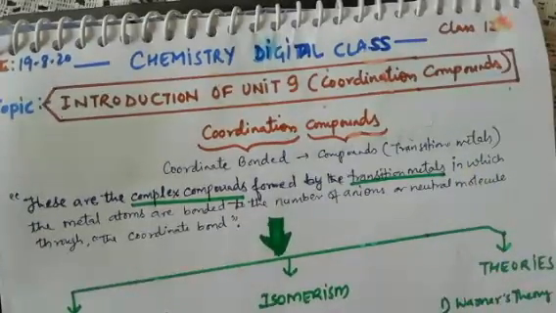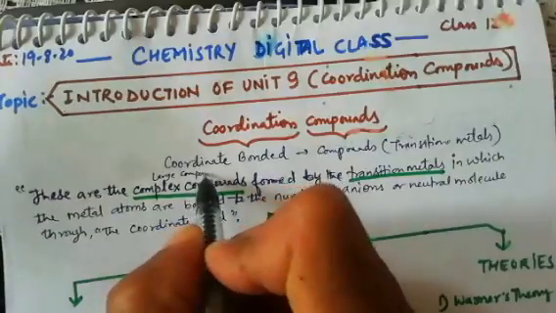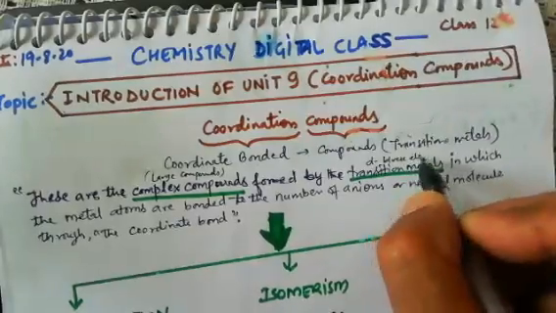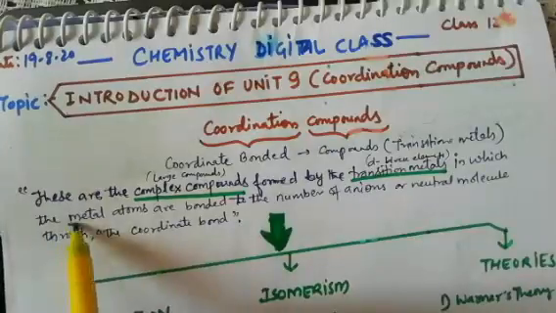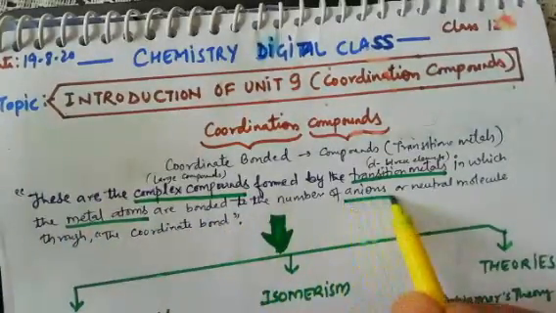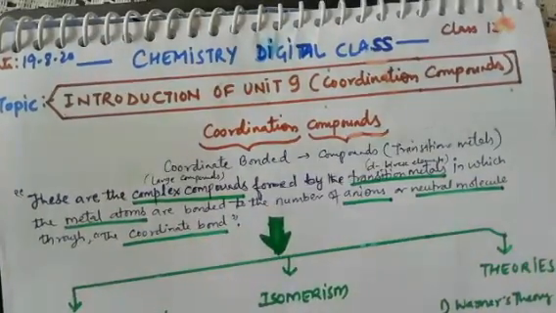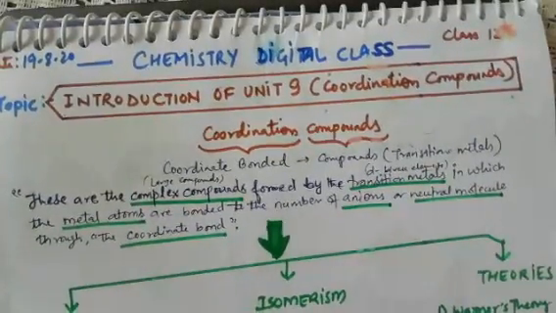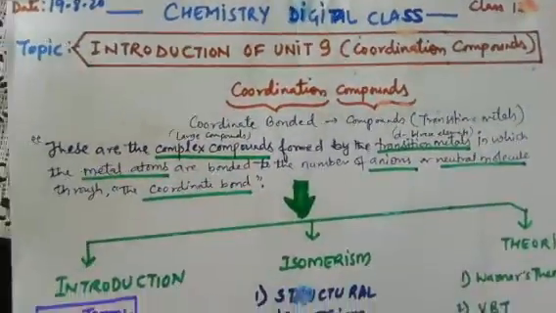I'm going to write the information side by side so that it will be clear to you. It is a large compound between D block elements or metals, in which the central metal atom is bound to a number of anions and neutral molecules through coordinate bonds. Coordination compounds are those complex compounds formed by the transition metal, in which the central transition metal atom is bound to a number of anions and neutral molecules through the coordinate bond.